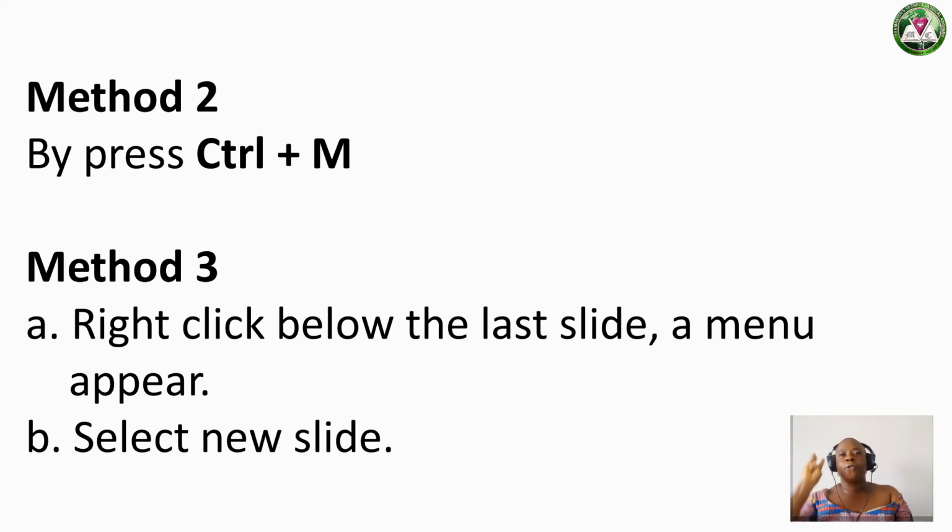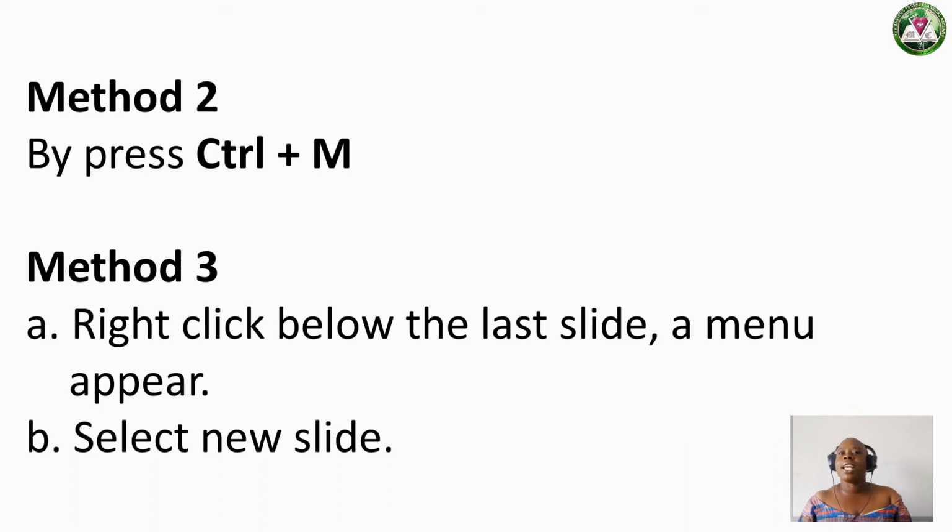To add a 4th slide, you have to right-click on the 3rd slide. That is the last slide of your presentation. A menu will appear. You select New Slide. Now the presentation has 4 slides. To add the 5th slide, you have to right-click on the 4th slide. Another menu will appear. You click New Slide. That is how you add as many slides under your presentation.